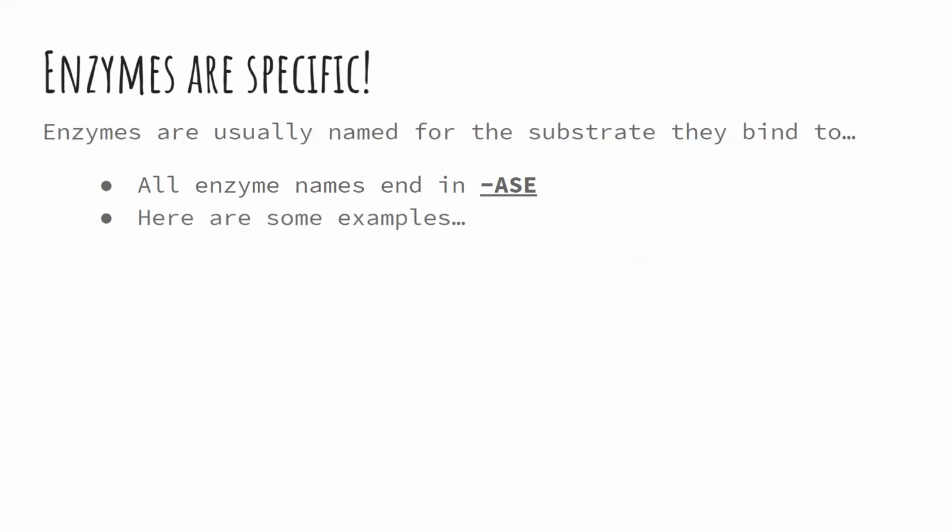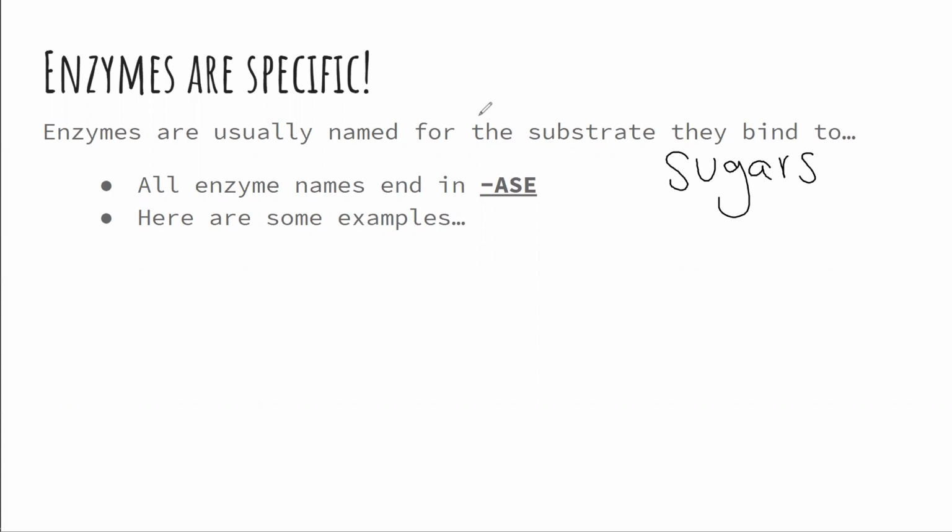So here are some examples. Oh, I'll give you this little tidbit. While the majority of enzymes end in ACE, the majority of sugars end in OS. So while enzymes end in ACE, sugars end in OS. Most sugars, most simple sugars, I'll put it out there like that. Most simple sugars end in OS, but most enzymes end in ACE.